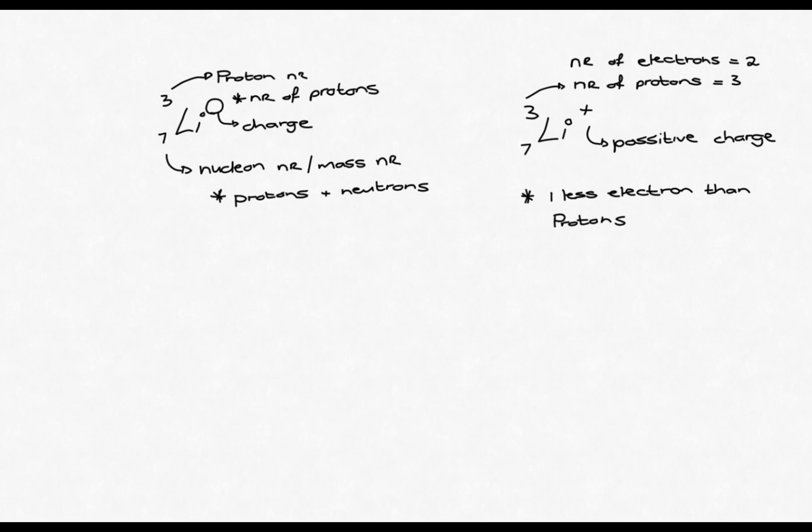Now the last thing I need to be able to calculate is the number of neutrons. Now remember, my nucleon number gives me my number of protons plus neutrons, and my proton number only gives my proton number. So I can work out the number of neutrons by taking my nucleon number and minusing my proton number from it. So in the first example, and also in the second example, it would be 7 minus 3, which would give me 4 neutrons.